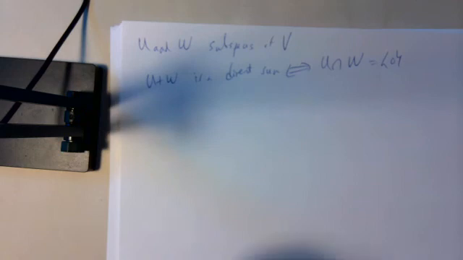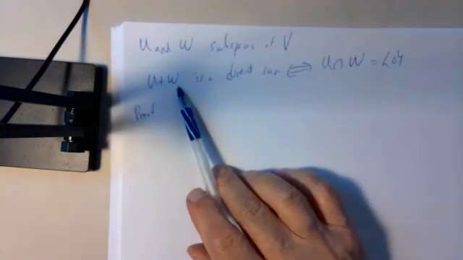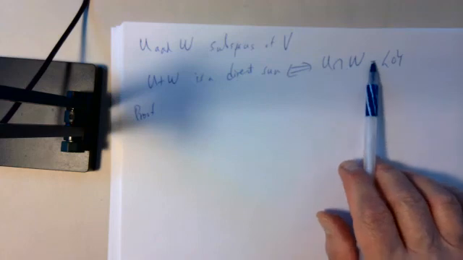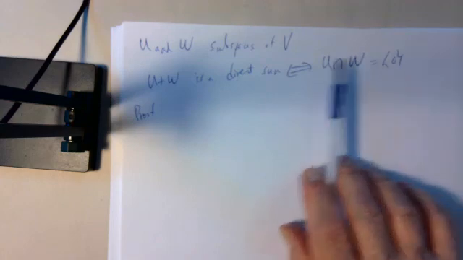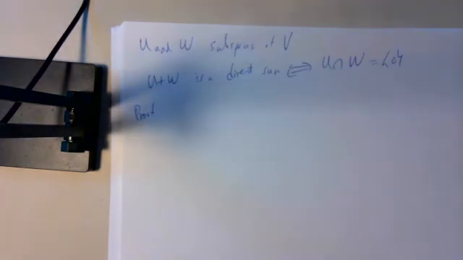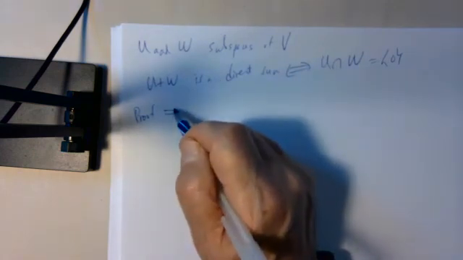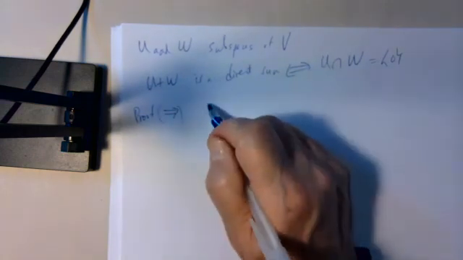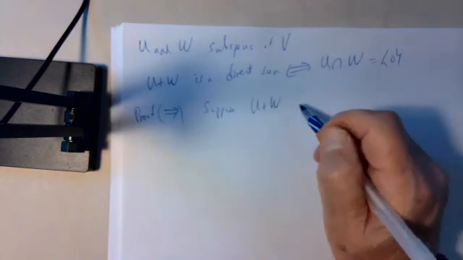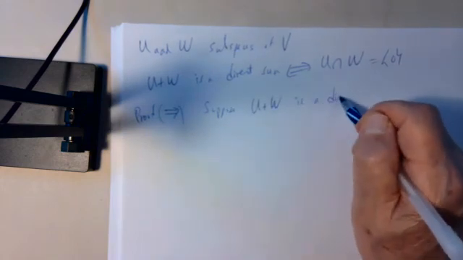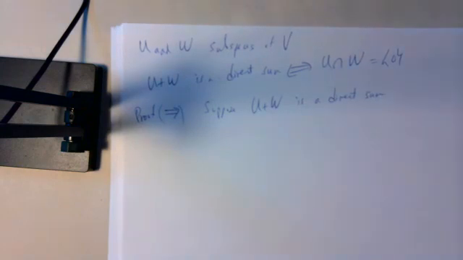So how can we prove this? Proof. We have to prove that if U plus W is a direct sum, the intersection is 0. And we have to prove if the intersection is 0, then we have a direct sum. So let's prove the statement going from left to right. Suppose U plus W is a direct sum.